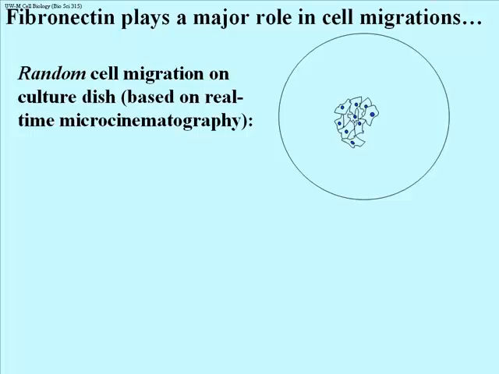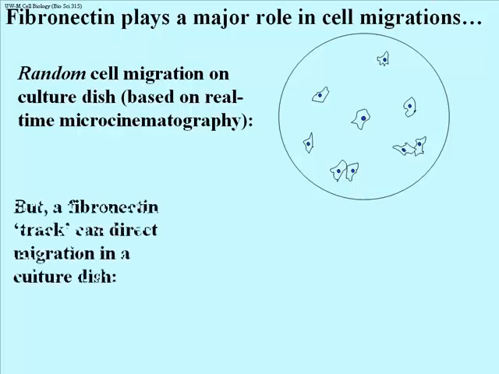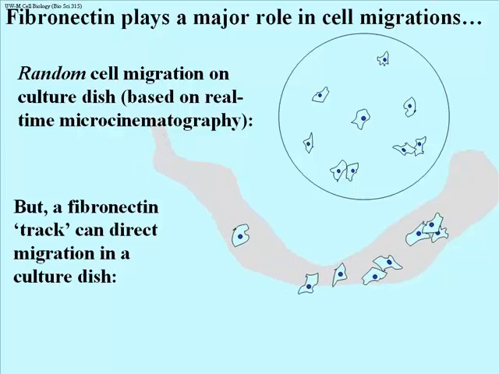So if we take a bunch of cells and put them in a petri dish in liquid, and allow the cells to settle onto the surface of this dish, you can take real-time microcinematography and watch the cells move around in a random fashion. On the other hand, if you take a solution of fibronectin and dip a paintbrush into it and paint a track along the surface in this petri dish, the track can actually direct the cells to migrate in a specific pattern, namely along the track, which is what I've just shown here.